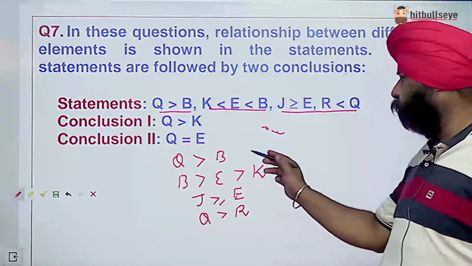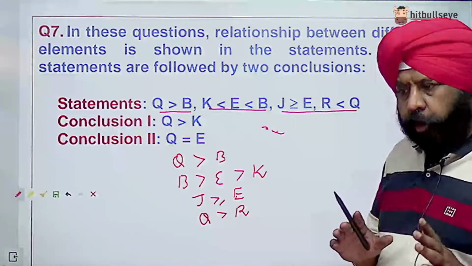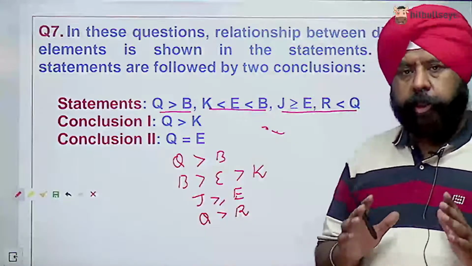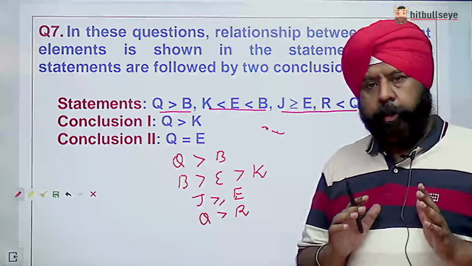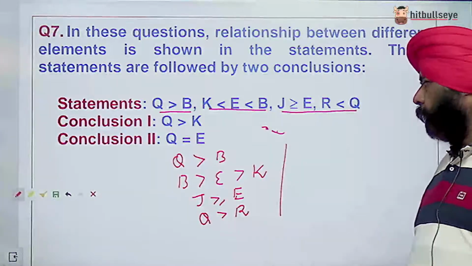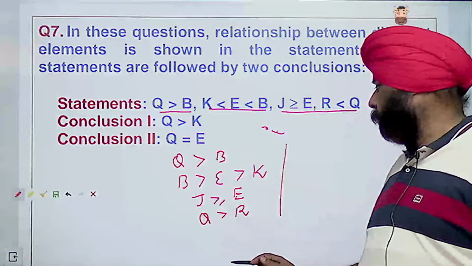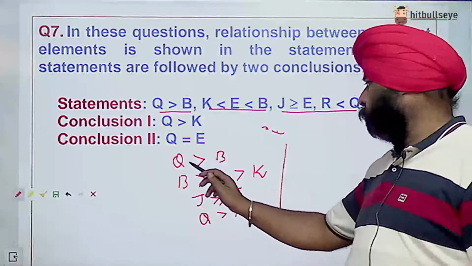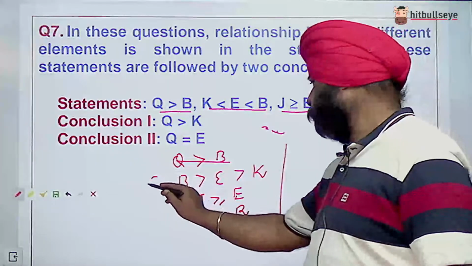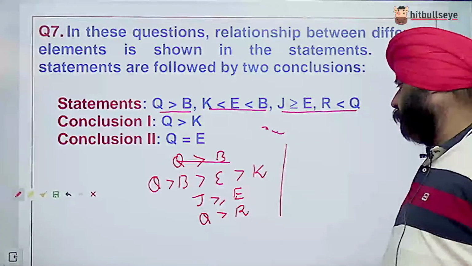So I have these 4 statements. I hope this is clear. Any query till now you may ask. Yes, I am waiting for your replies guys. I hope it's very much clear how I have written this on the single side. Right. So if I try to combine these, since Q is greater than B and B is greater than E, I can write Q here. So Q is greater than B is greater than E is greater than K.